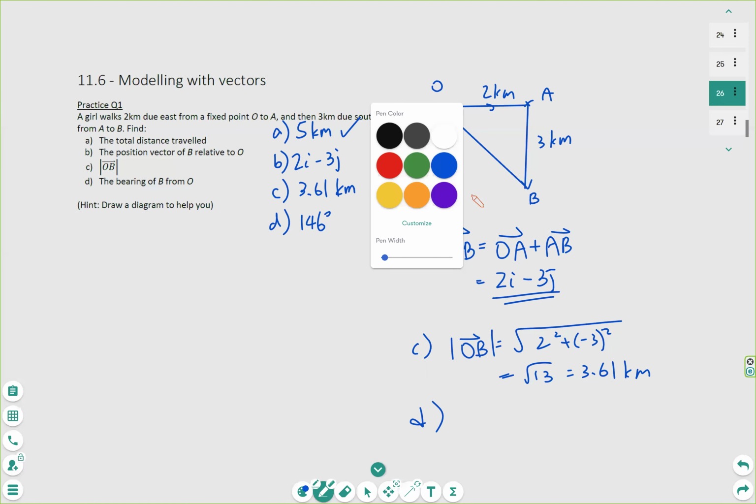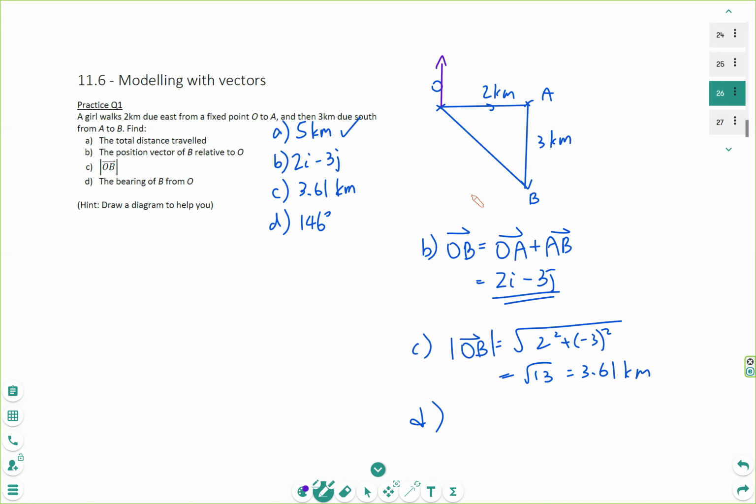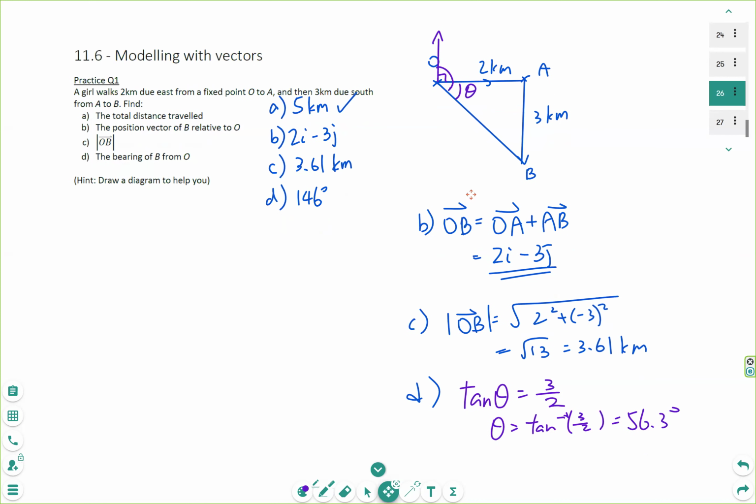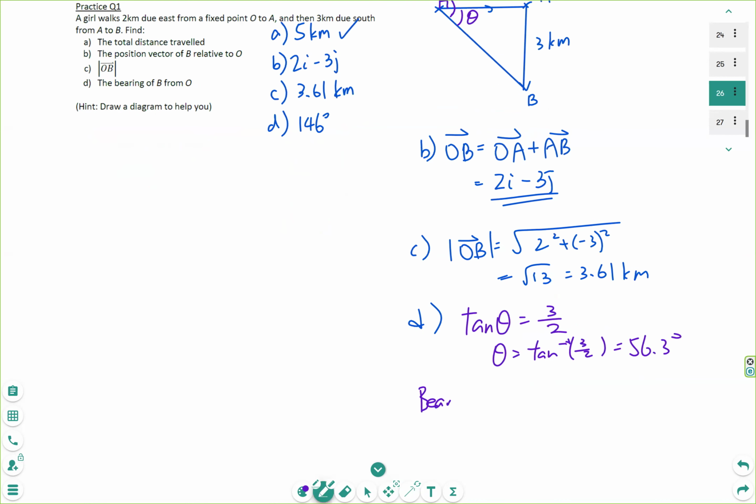So from O, you want to draw a north line upwards to find this bearing. We know that's 90 degrees. So all I need to do is to find this theta. So tan theta equals 3 over 2. Theta equals inverse tan of 3 over 2, which is 56.3 degrees. So the bearing is 90 degrees plus 56.3 degrees, but we should write 3 digits, so 146 degrees. That's the answer.